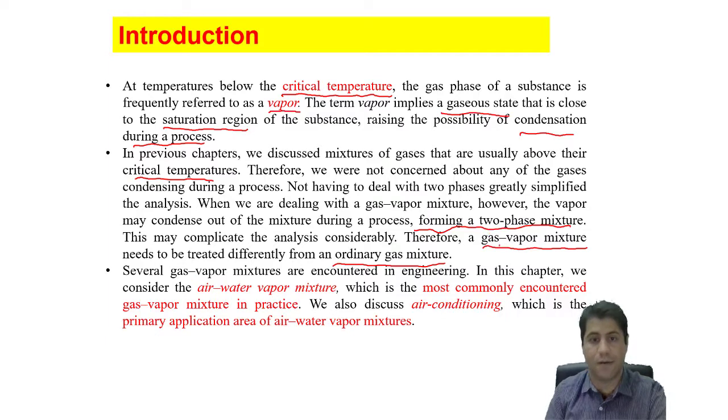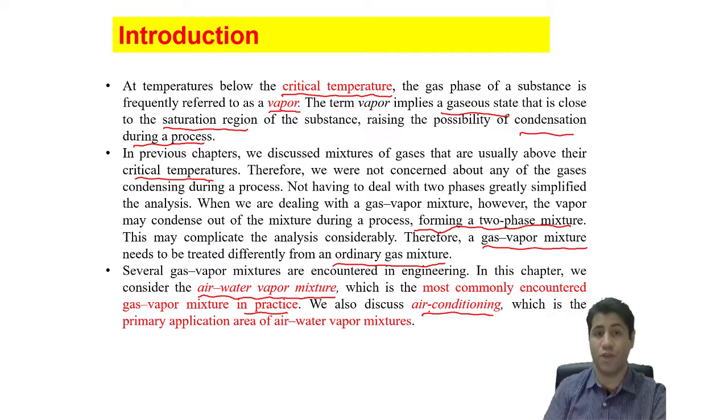For this mixture of gas and vapor, we have some examples. Several gas vapor mixtures are encountered in engineering. In this chapter, we consider the air-water vapor mixture, which is the most commonly encountered gas vapor mixture in practice. We also discuss air conditioning systems because, as I told you, air is the core of the air conditioning system. So we need to understand what air is and how we can find different properties for air.